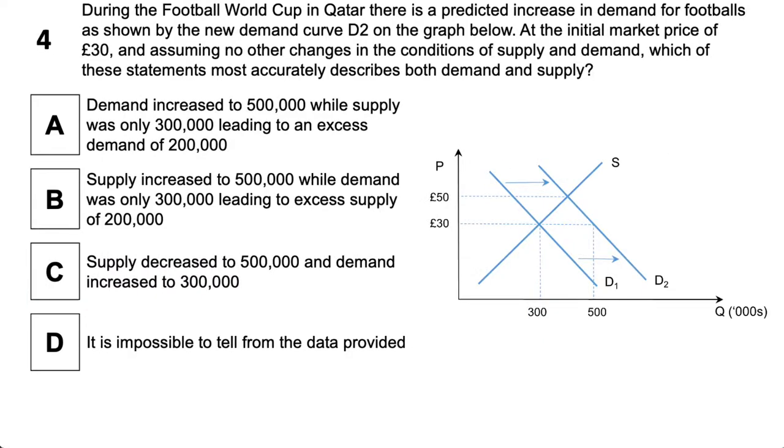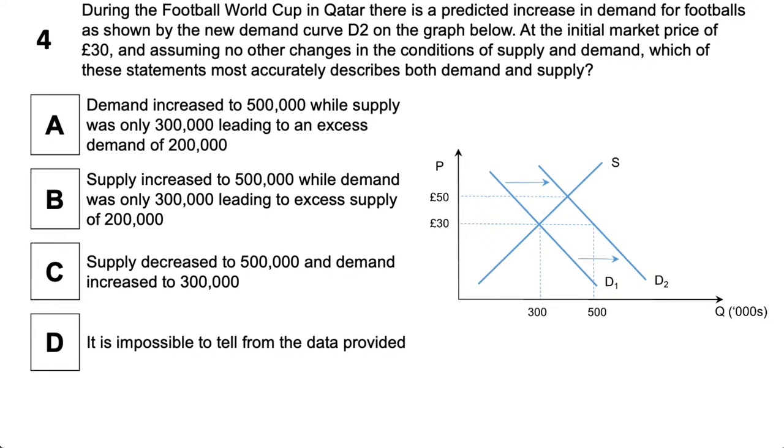And here's our fourth question. During the Football World Cup in Qatar, on its way, there was a predicted increase in demand for footballs, as shown by the new demand curve D2. At the initial market price of £30, and assuming no other shifts in supply and demand, which of these statements most accurately describes both demand and supply? What do we think for question number four?